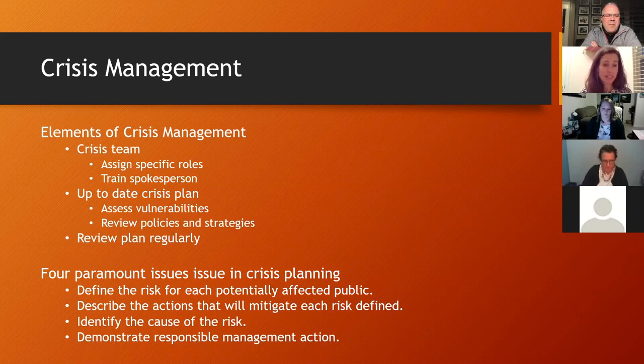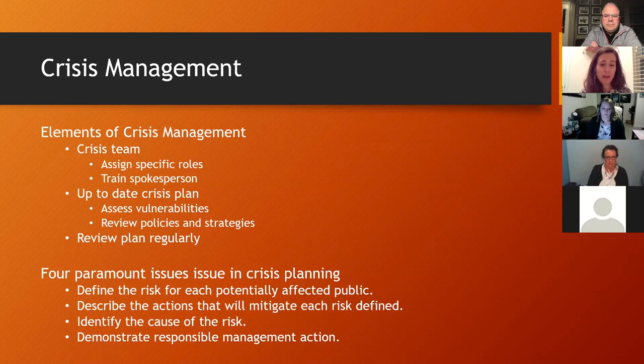Having an up-to-date crisis plan, so building one and then making sure it's up to date and reviewed on a regular basis. It talks about all those things we discussed, like the SWOT, assessing vulnerabilities and risks, weaknesses in the company or organization. And then, obviously, reviewing the plan regularly. So those are the three elements of crisis management.